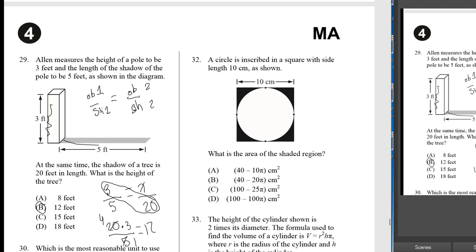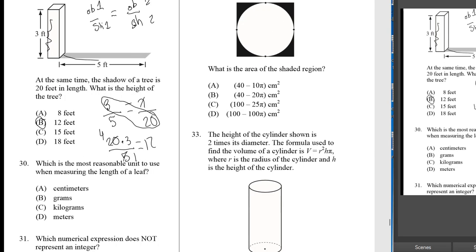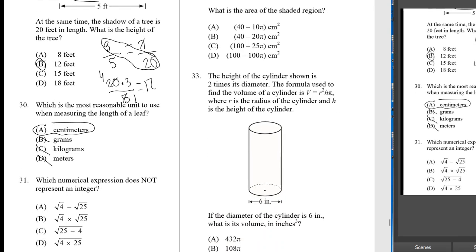Okay, so I'm done that. Next question is, I think this might be the easiest question we've seen thus far. The most reasonable unit to use when measuring the length of a leaf: centimeters, grams, kilograms, or meters. Well, meters are too large. These are all weight, so it has to be centimeters. Pretty simple.